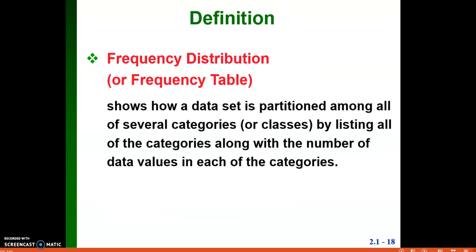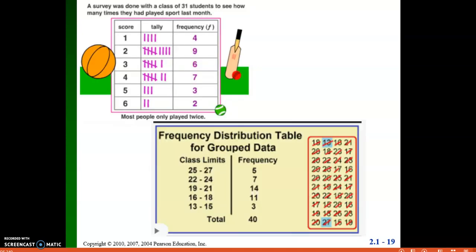Frequency distribution. That's the first distribution you are going to learn under statistics. It shows how a data set is partitioned among several categories or classes. For example, if you have a range of data, you have to organize how to split it into equal class intervals. That's what you are going to learn under frequency distribution, by listing all of the categories along with the number of data values in each category.